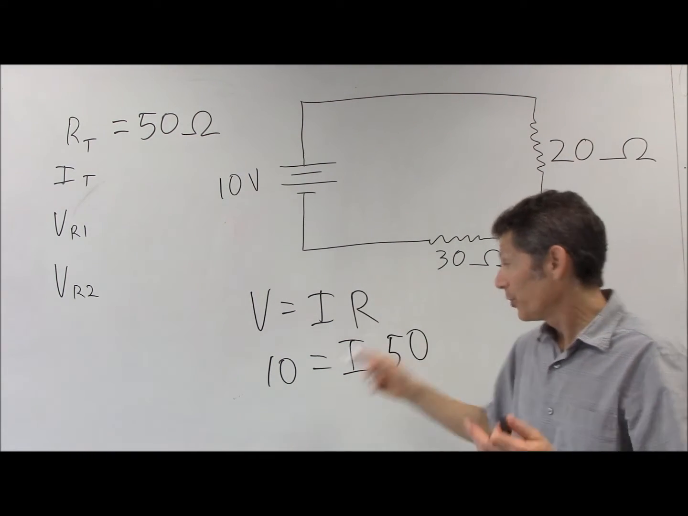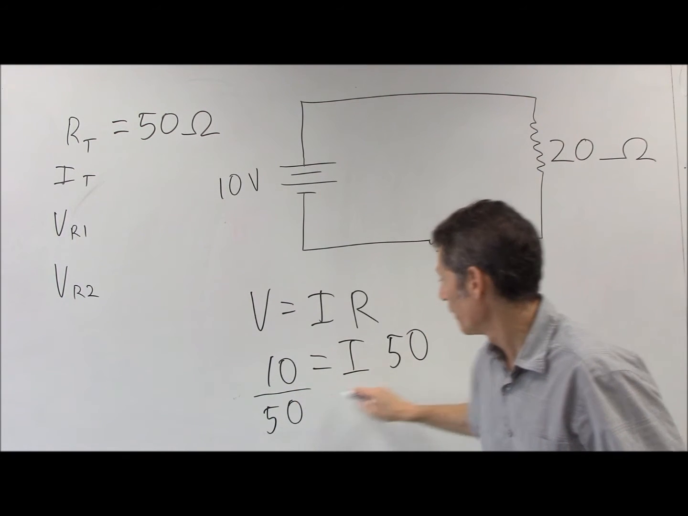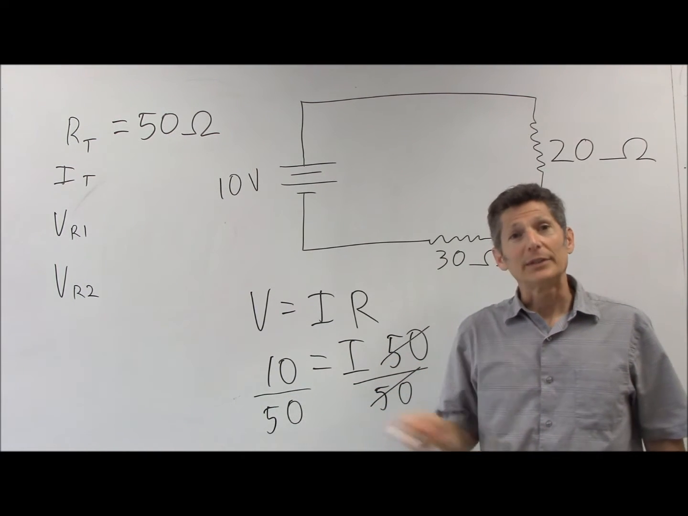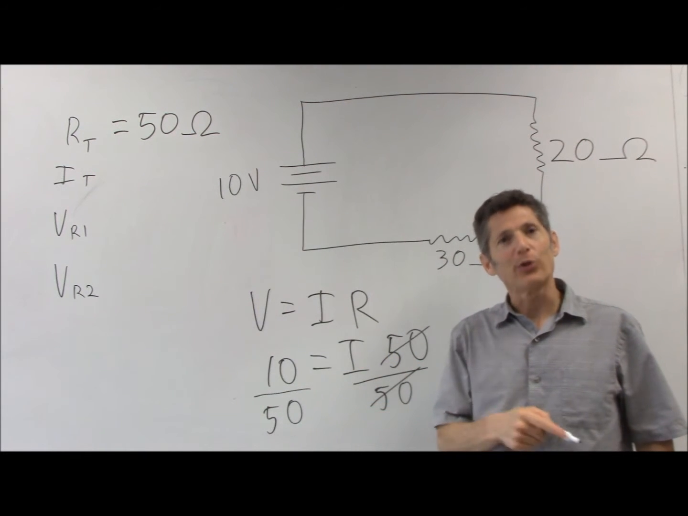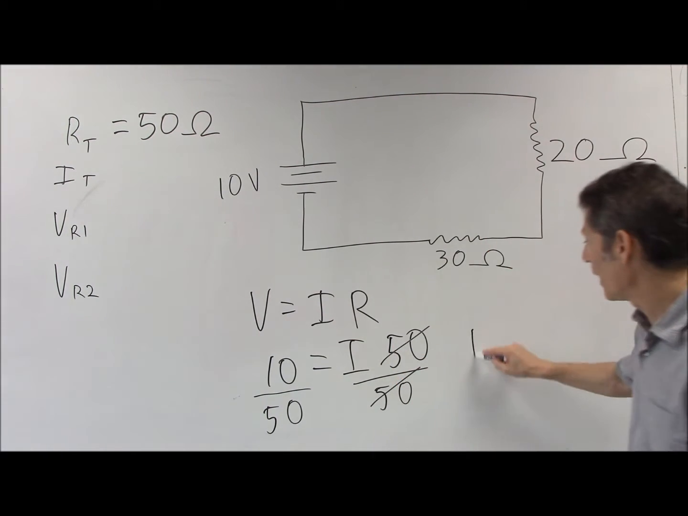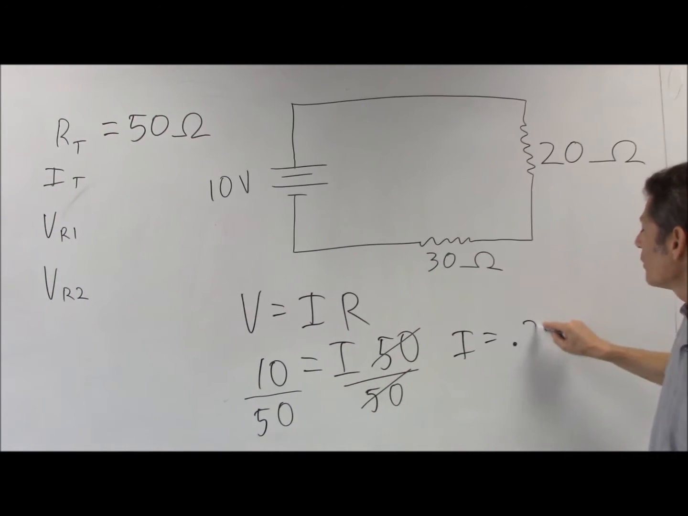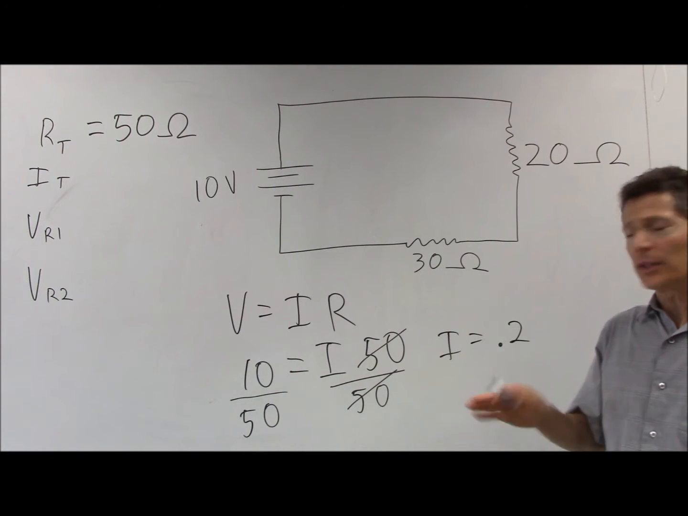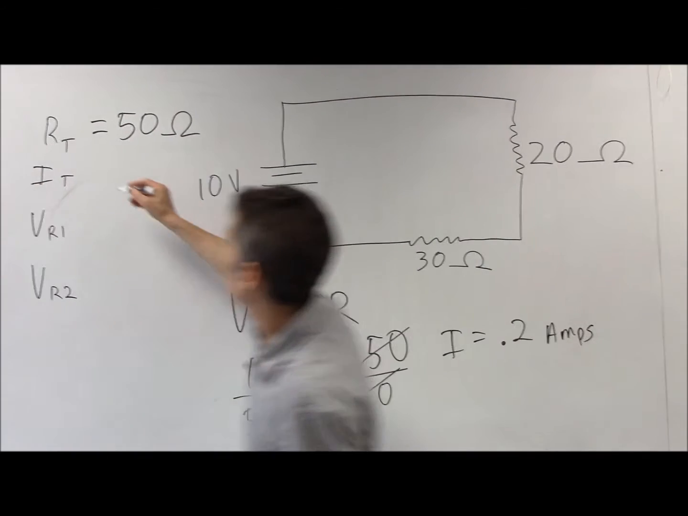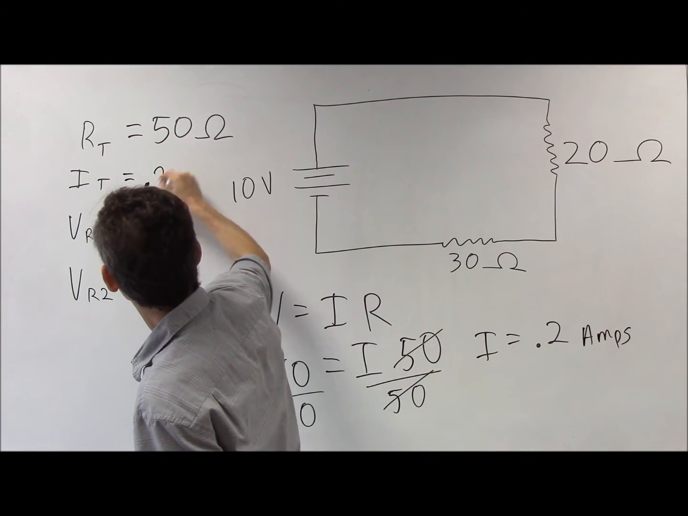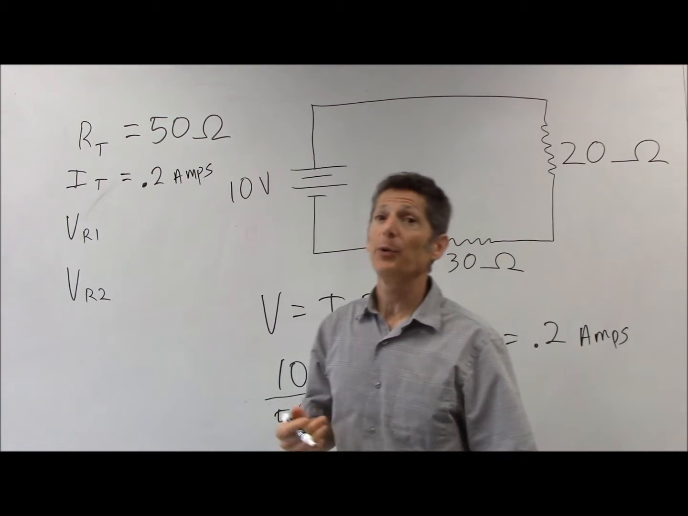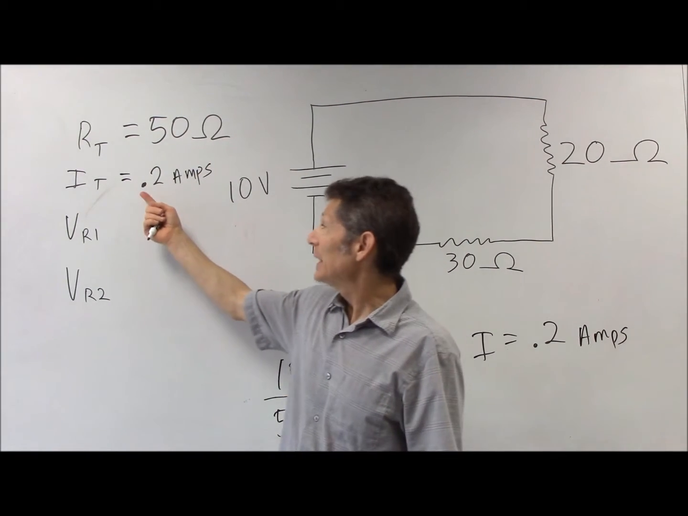So I'm trying to get I. I'm going to divide both sides by 50. A little algebra. That's 10 over 50 or 0.2. It's 1/5 or 0.2. No calculator necessary. I equals 0.2. And the units, of course, is amps. This is current. So I'll put 0.2 amps.